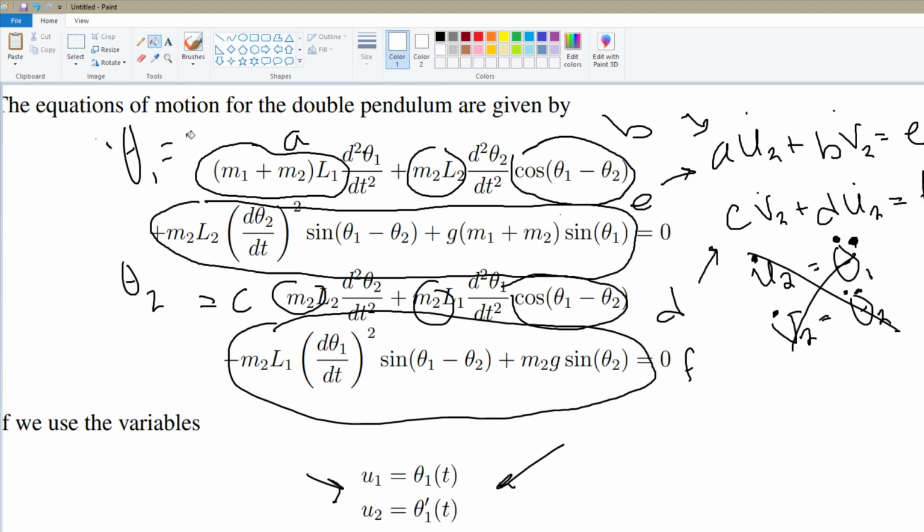Can I just paint bucket? Does paint bucket do anything? Nope.